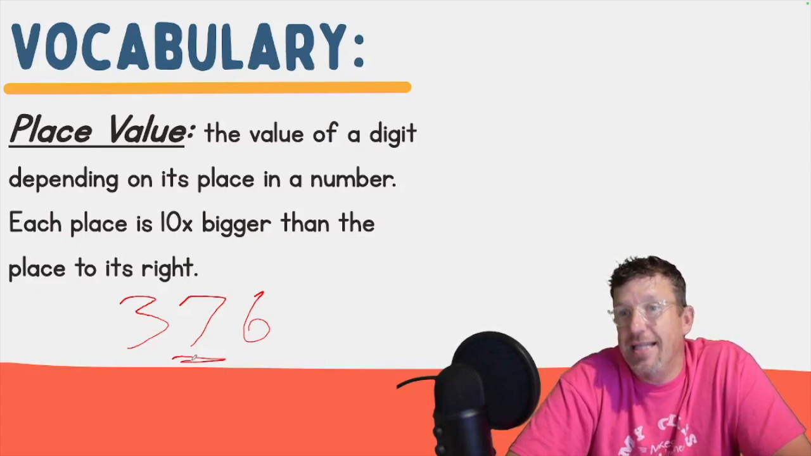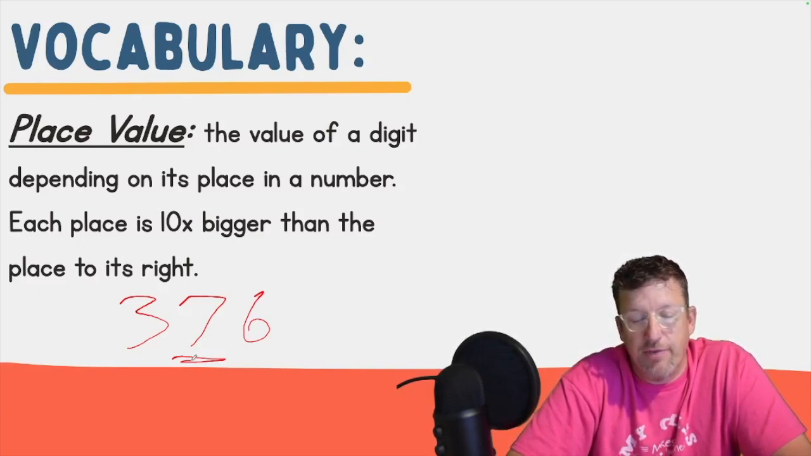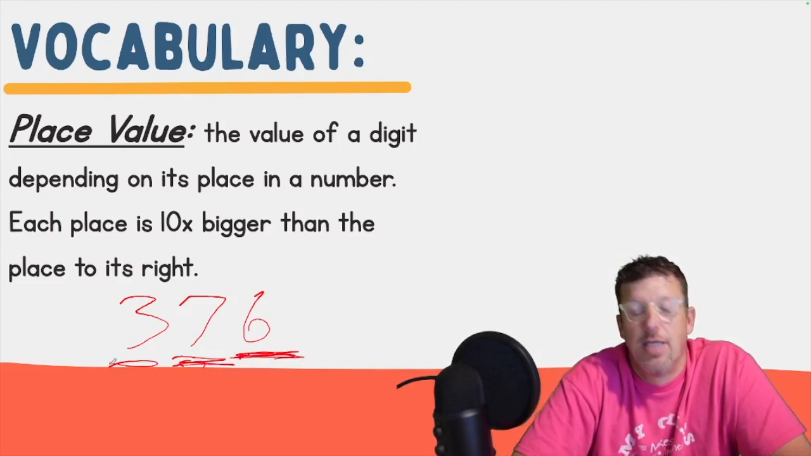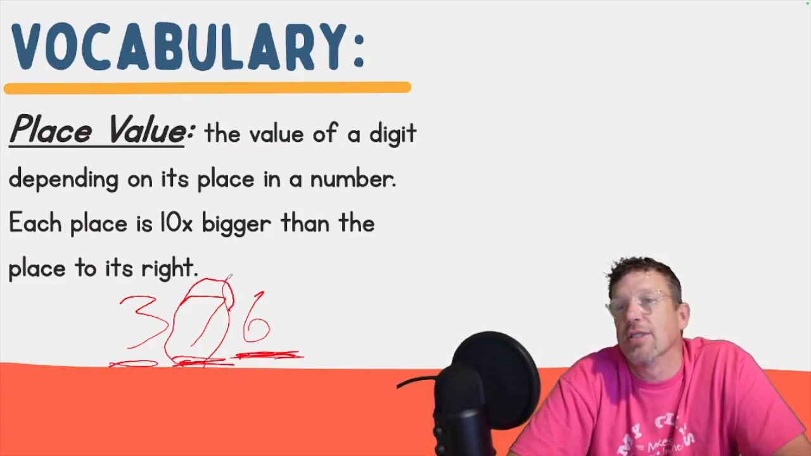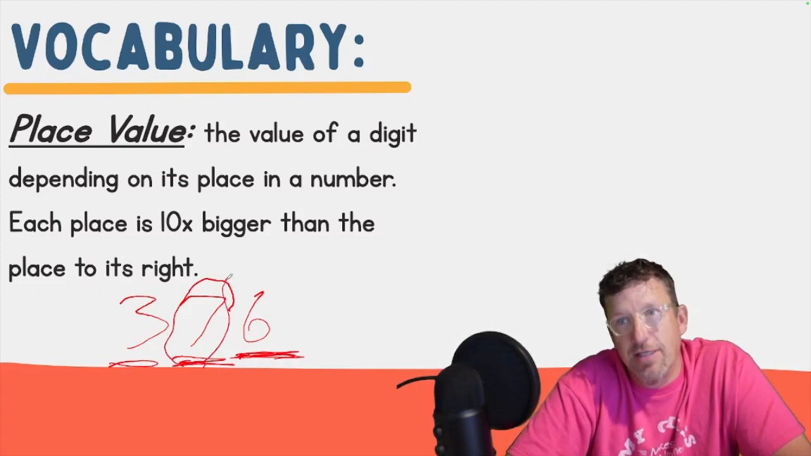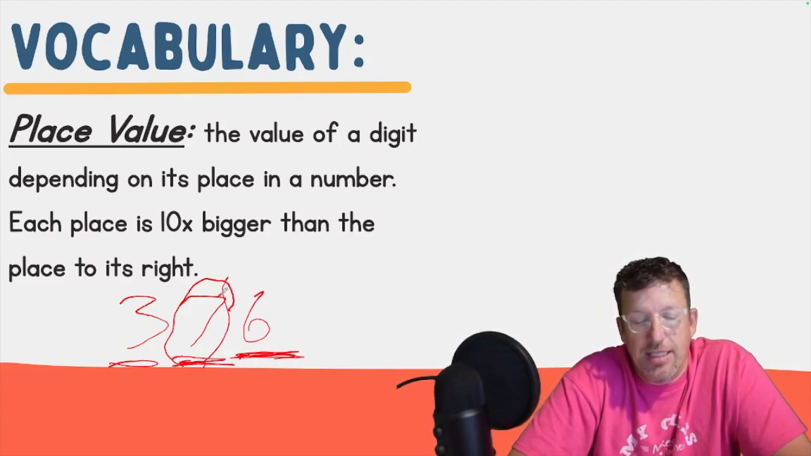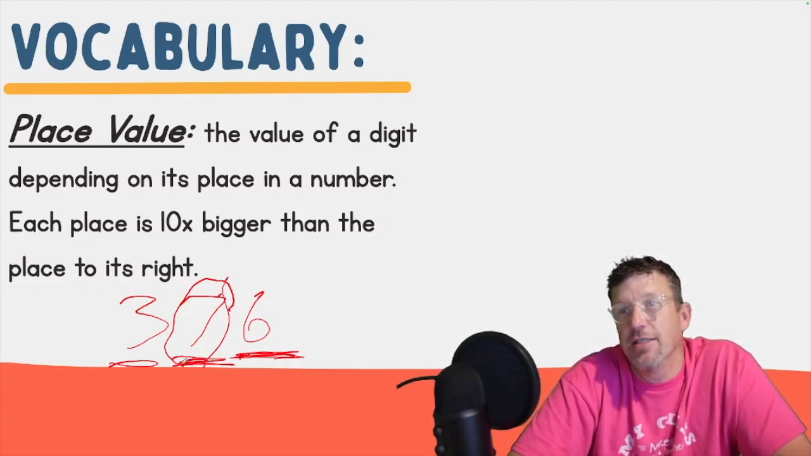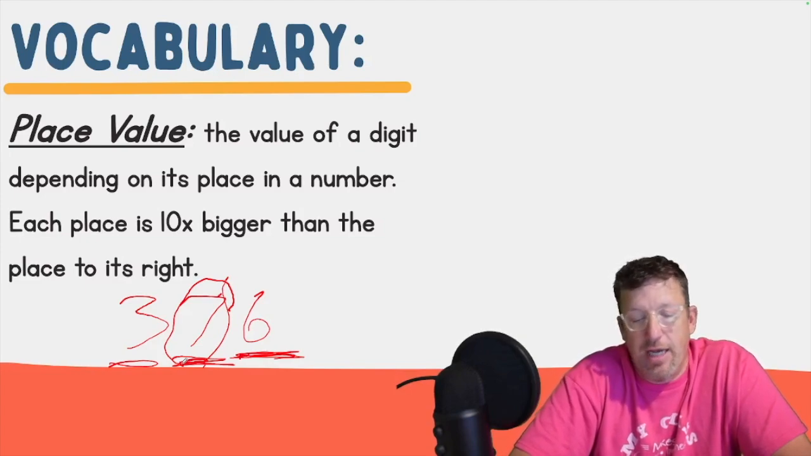Well, it's in the tens place. If you understand place value, this is the ones, this is the tens, and this is the hundreds. So this 7 is in the tens place, and so the value of that 7 is not 7, it is 70, because it's a 7 in the tens place. 7 tens is 70. So that's kind of how place value works.